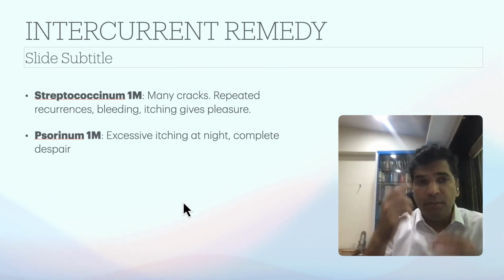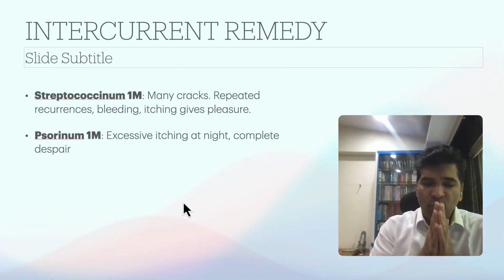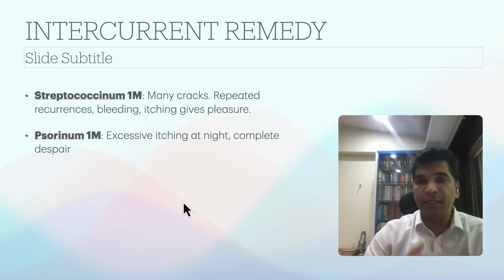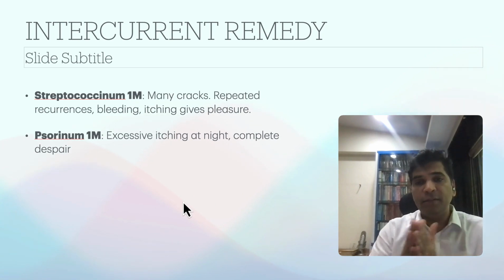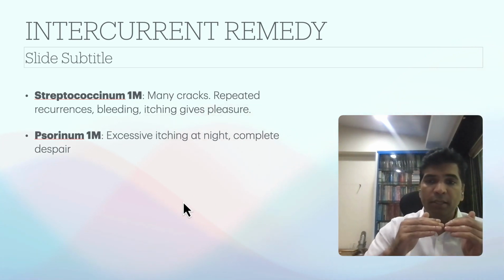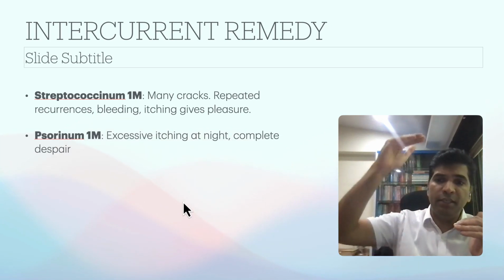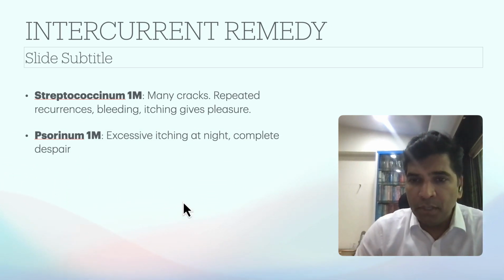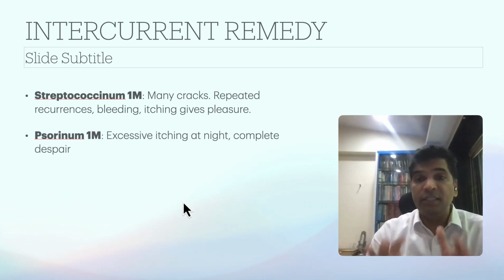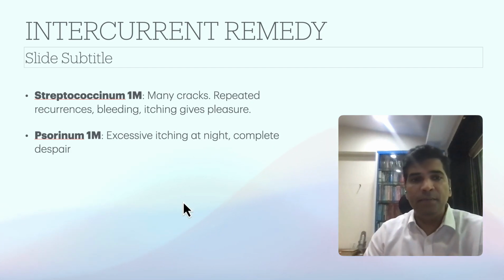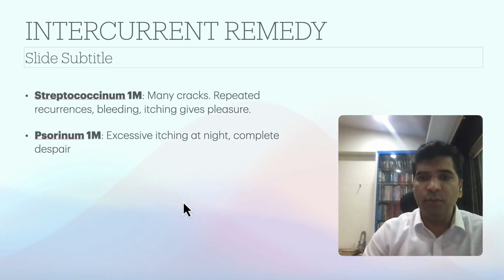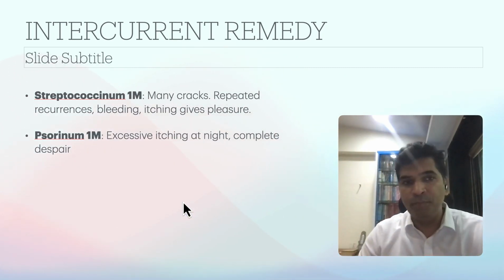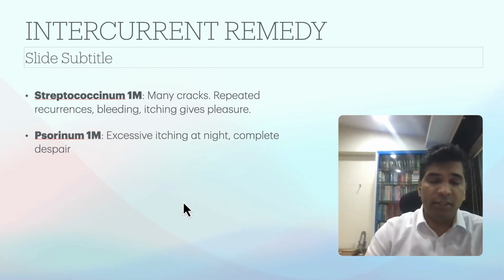So here as an intercurrent remedy always, more than Thuja, I like to use Streptococcinum 1M when there are many cracks, repeated recurrences, bleeding. You have been treating the case for 6 months. The treatment has helped the patient and then again increased, again helped, again increased, again helped, again increased. The patient is becoming impatient, though the patient knows your medicine has worked, but it has not worked completely. Streptococcinum 1M, one dose. You can go higher after 1M, after 3 months to 10M also. Streptococcinum works very good in such cases.